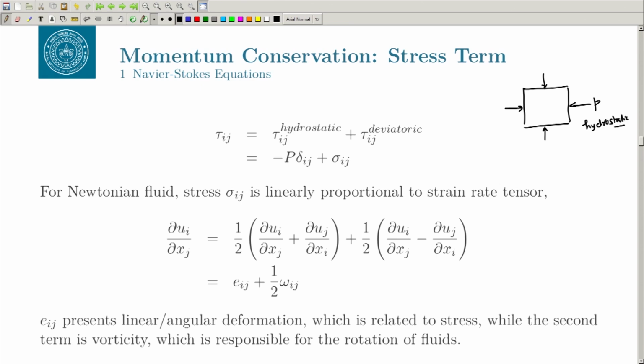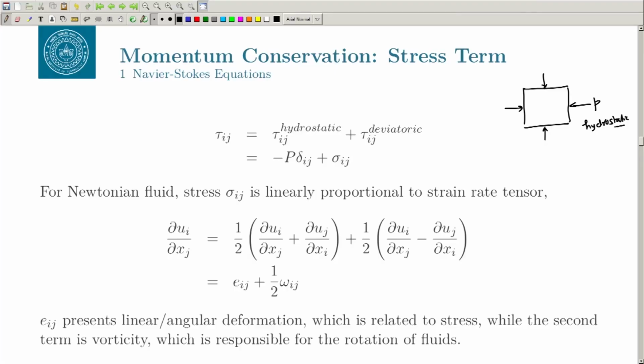But when the fluid is in motion, you will have additional stresses because of the motion of the fluid, because you will have the velocity changing across layers. So, that will give you a different kind of stress, right. That will be called the deviatoric stress, right. So, we will basically divide our tau ij into two parts, one is the hydrostatic stress, another is the deviatoric stress, okay.